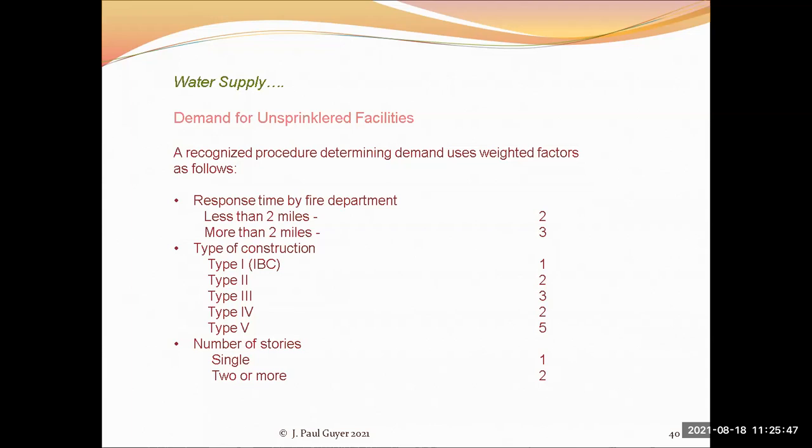So your building, the response time by the fire department, if the fire station is less than 2 miles away, your building gets 2 points in this system. If it's more than 2 miles, your building gets 3 points. The type of construction, and of course, this varies every time they rewrite the codes, but essentially ranging from the most fire resistive type of construction like concrete up to the least fire resistive type of construction, wood stud. And depending upon the type of construction, your building gets 1 to 5 points. Number of stories, if it's a 1-story building, your building gets 1 point. If it's 2 or more stories, your building gets 2 points.